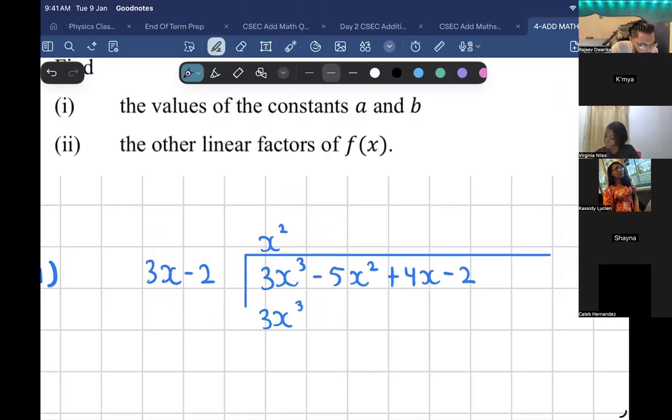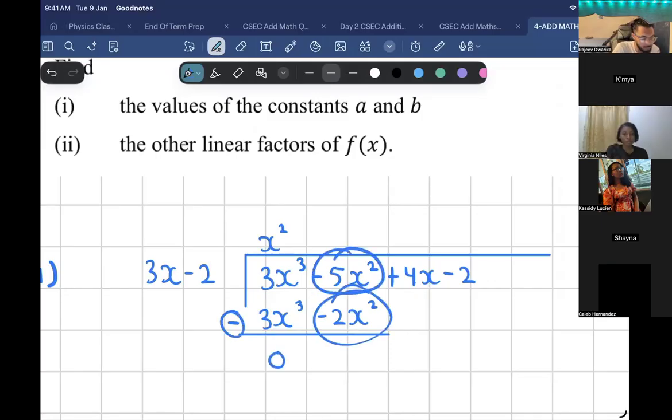Sheena, what's... Oh, sorry. Minus 2x. I mean, yeah, x squared, right? Then I'm gonna minus. What is 3x cubed minus 3x cubed? 0. What is minus 5x squared minus 2x squared? Minus 7x squared.